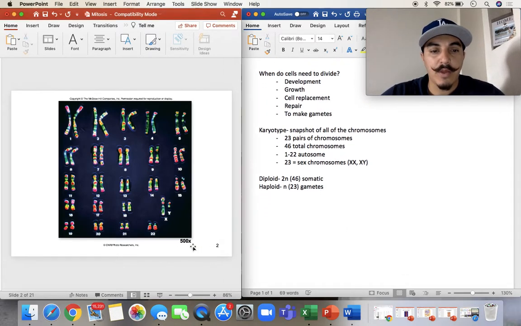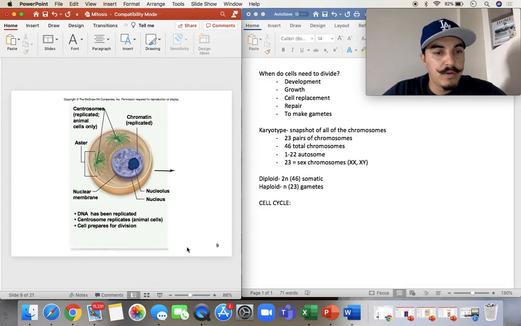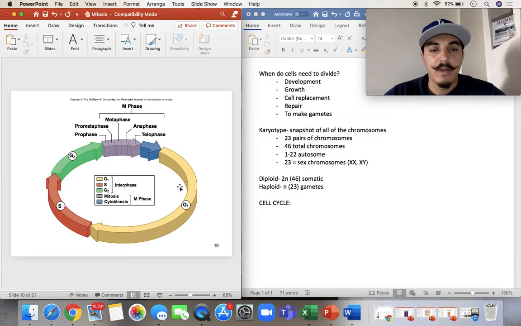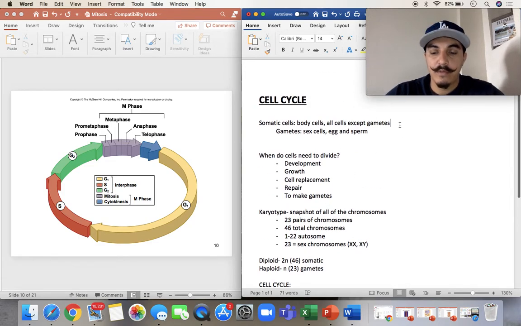Now let's get into the cell cycle. Okay, this whole process. We have a couple of different stages. There's the whole cell cycle: G1, S, G2, which is all called interphase. Then we have the M phase, which is mitosis and cytokinesis. This is for somatic cells, all the body cells. It's the cell cycle of all the body cells, and the process of this cell cycle is called mitosis. So we can add it up here: somatic cells, mitosis, and the gametes will be mitophytes. Just kidding, nerd joke. Meiosis. Mitosis and meiosis.